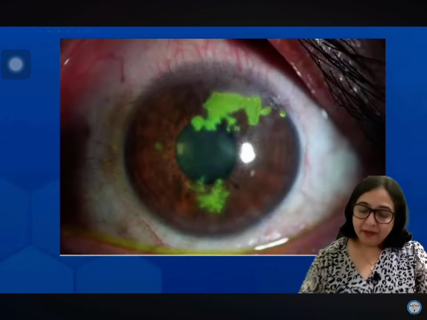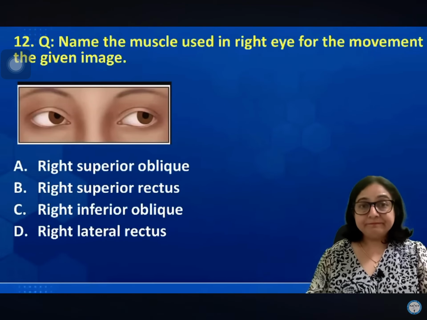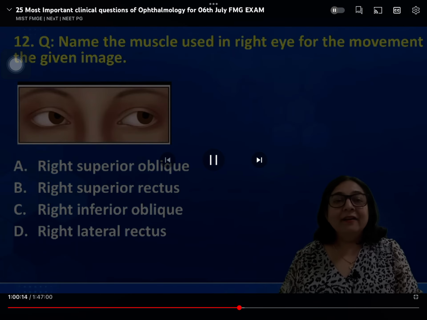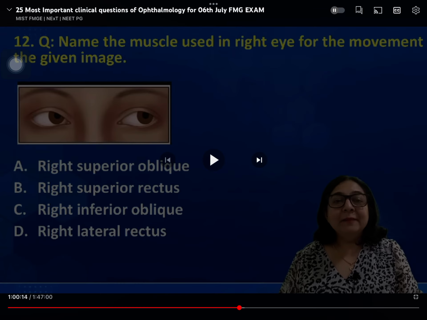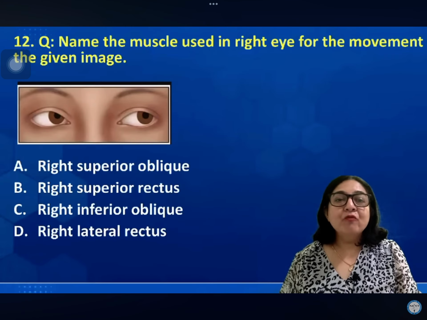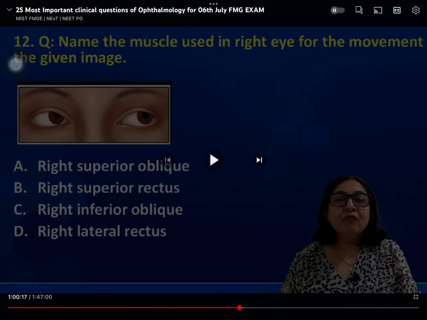Okay guys, moving on to the next question here. Name the muscle. Again, the extraocular muscles are lately the favorite with the examiners. Name the muscle used in the right eye for the movement shown in the given image.